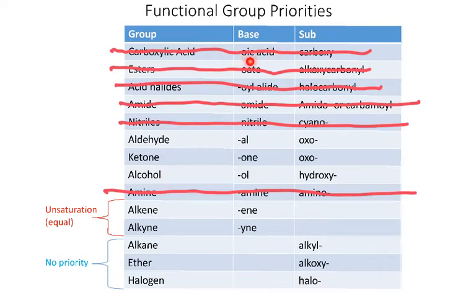A lot of these compounds we haven't learned yet, so I crossed them out. It's just the ones that are shown that we have to worry about on quizzes, at least right now. And so aldehydes get the base name -al, ketones get the base name -one. Since they're both carbonyl groups, when they're substituents, they both get named with the oxo prefix.